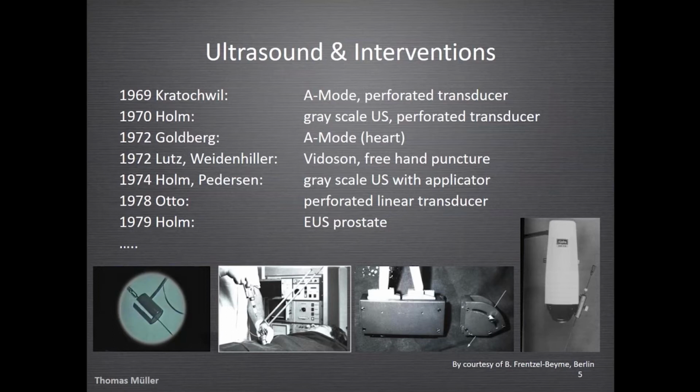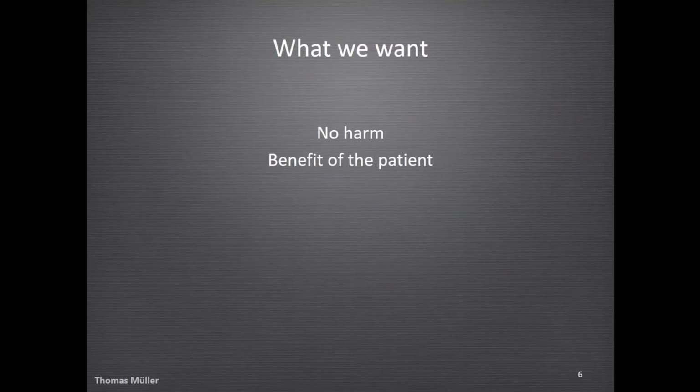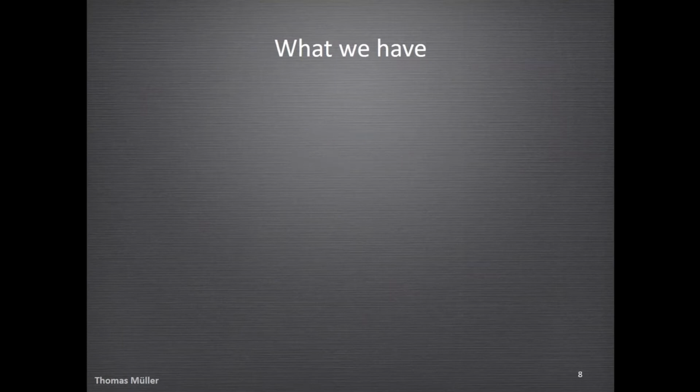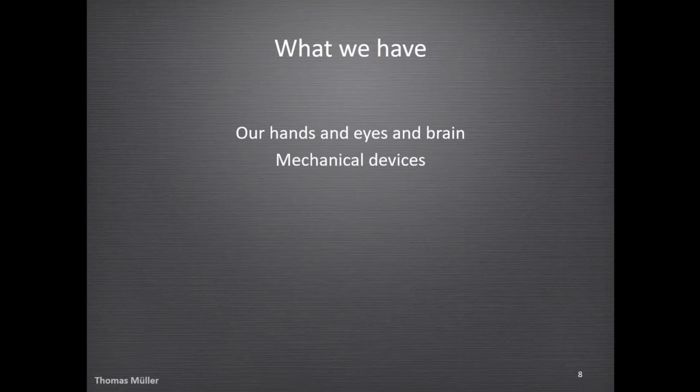But first of all, let's think about what it is all for. What do we want? We want no harm, and we want the benefit of the patient. So there has to be something good at the end of our procedure. For that, we need safe access and good needle control to avoid any damage to vital tissues. What we have at hand are our hands and eyes and brain. This is everything we have at hand, and we can make use of it. And we have mechanical devices. In recent years, we got an increasing amount of electronic devices too, and these are the three things I want to show you.